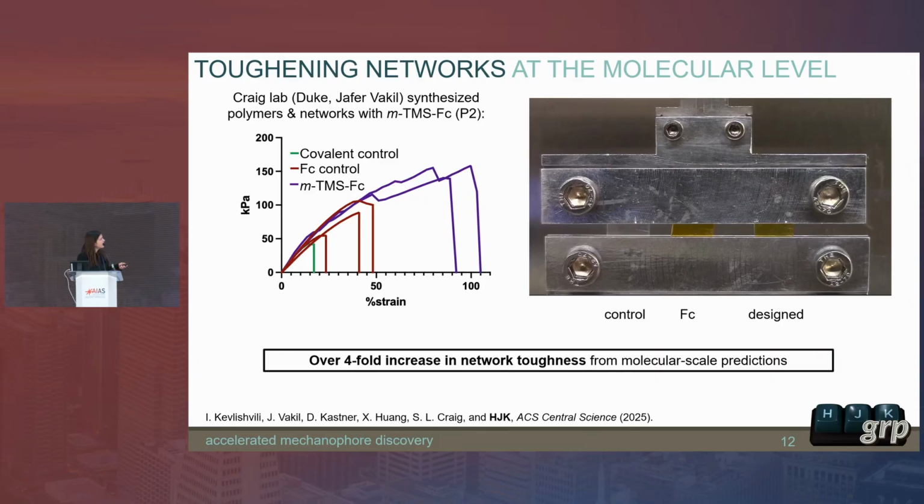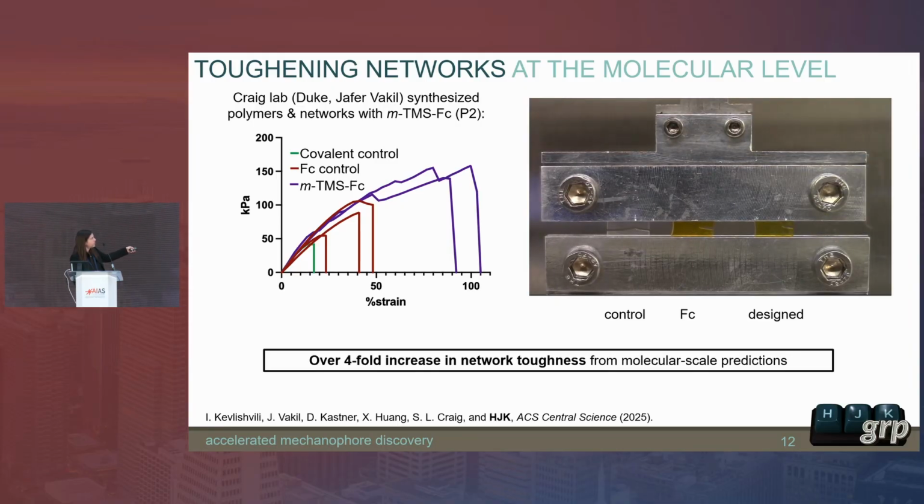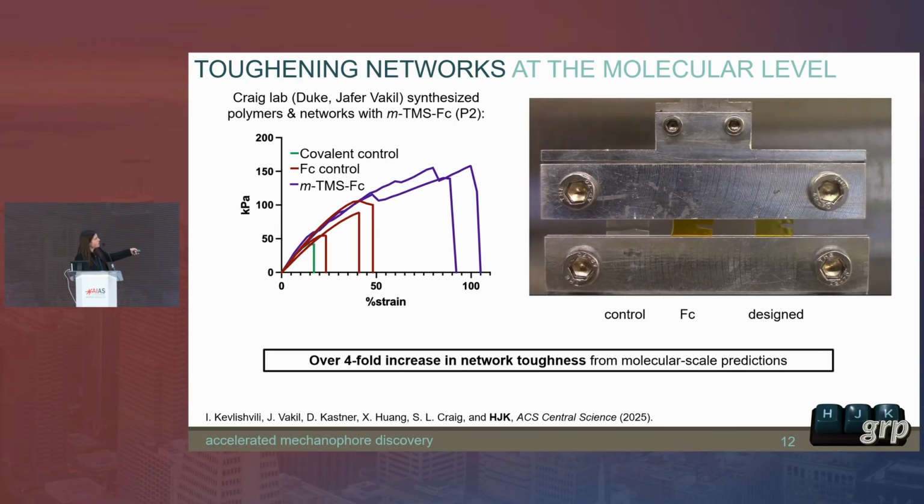And my favorite thing about this is that this is an effect you can see with your eye. So on the right, you have the polymer network with our designed molecule in it. In the middle, you have ferrocene, and on the left, you have just the polymer without any mechanophores. And so they're all going to tear, but the control has already torn. Ferrocene tears next, and our designed polymer tears last.